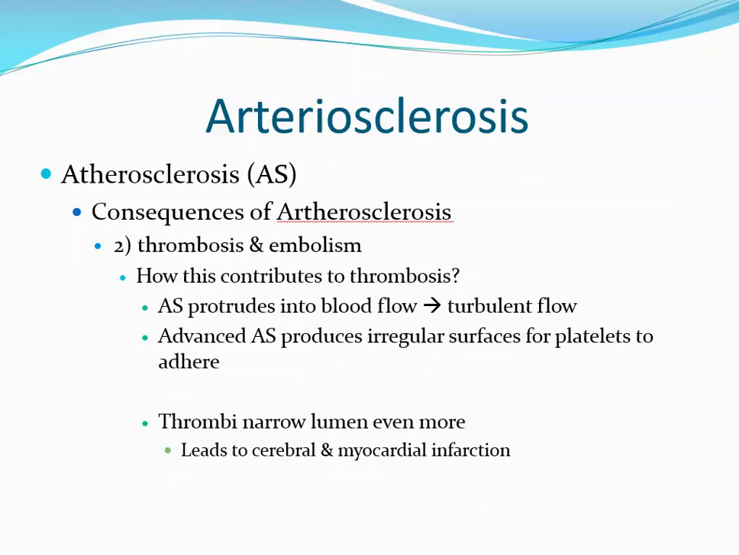Another consequence is thrombosis and embolism. These complicate the problems, especially in the coronary and cerebral vessels. Now, how does atherosclerosis contribute to a thrombus? Atherosclerosis protrudes into the normal blood flow. This creates irregular and turbulent flow. Advanced atherosclerosis produces irregular surfaces on the lumen. This will then allow for platelets to adhere. Thrombi, if they form, narrow the lumen even more, and as the process continues, this lumen may become completely occluded. This can lead to either cerebral infarction or myocardial infarction.